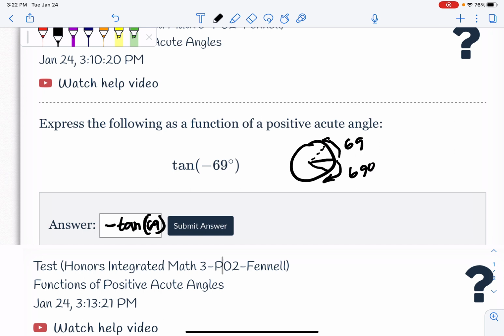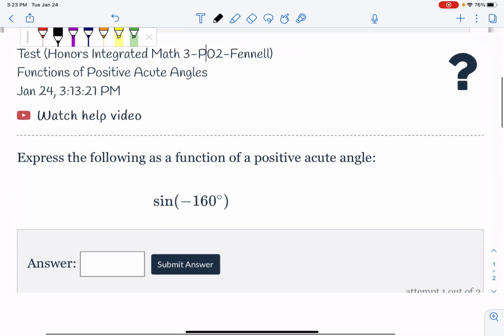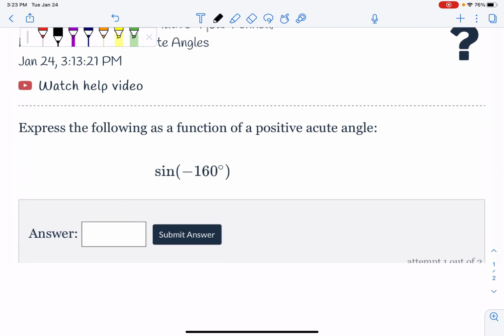So essentially, remember, this is our ratio of y over x, and that ratio is the same for each of these two different triangles here. However, in quadrant 1 it would be a positive divided by a positive, and quadrant 4 would be a negative divided by a positive, so we need to take that into account. In the next example, we have sine of negative 160.